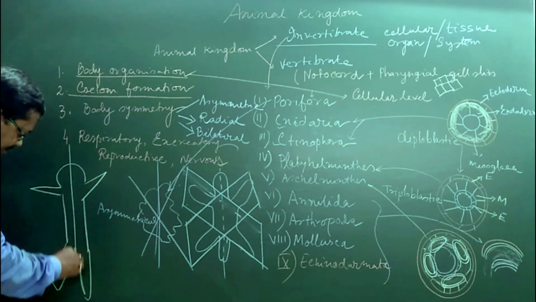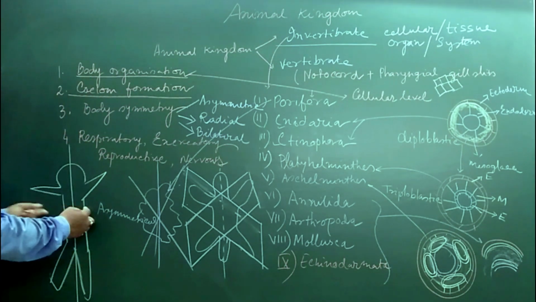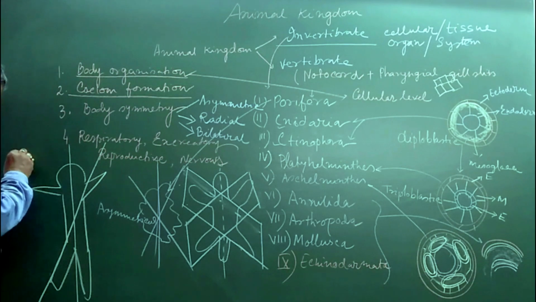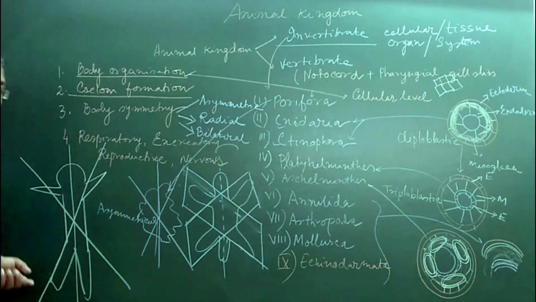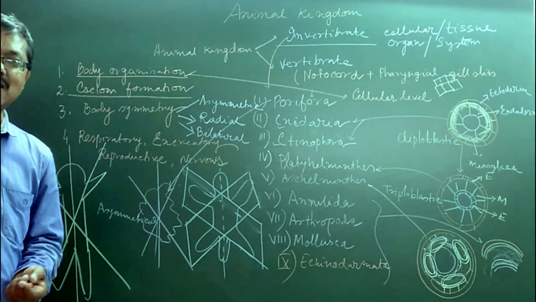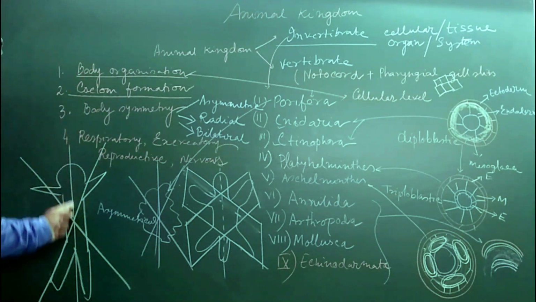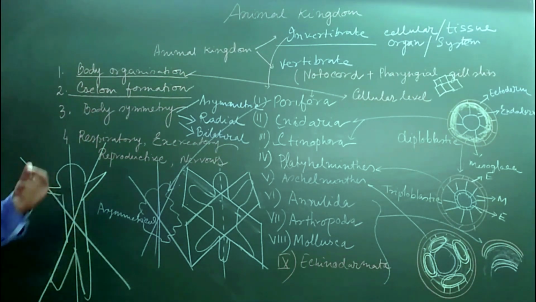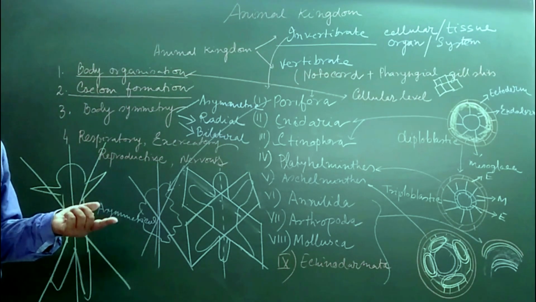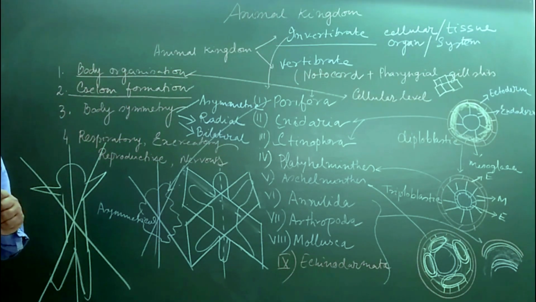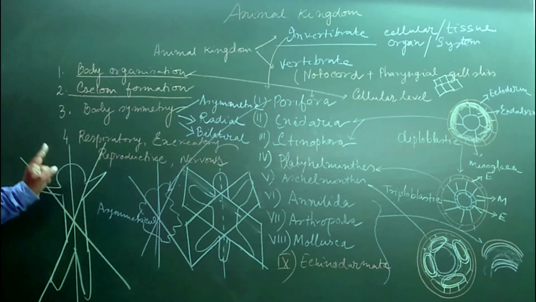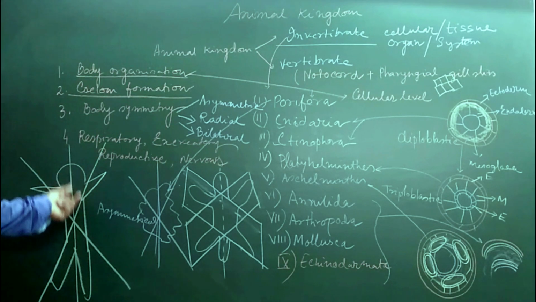When we cut this body in this plane, two halves develop. If we cut in this way or in this way, we do not get a similar body structure. Only when the vertical line passes through the central axis in one specific direction, two halves develop, and these two halves are mirror images of each other. In other cases, this will not happen. This is the bilateral symmetry. Bilateral symmetry is the most advanced form.